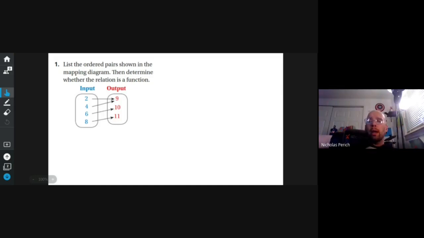The ordered pairs are going to be the x values from the input and the y values from the output. They're points. How many points? 4 of them. And if you're like, how do you know? There's 4 numbers over here and 3 numbers over there. Because there's 4 arrows. The number of arrows is the number of points that I'm going to have. What's my first point going to be? 2, 9.